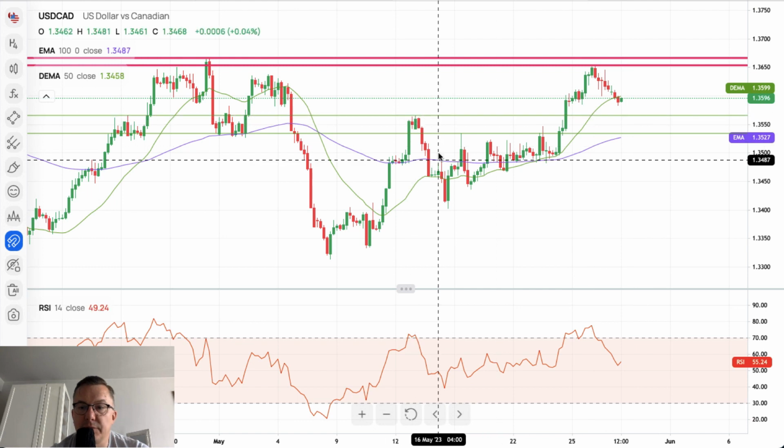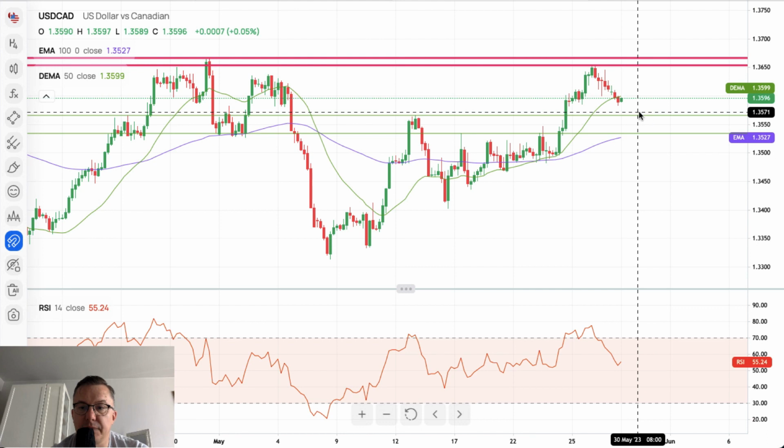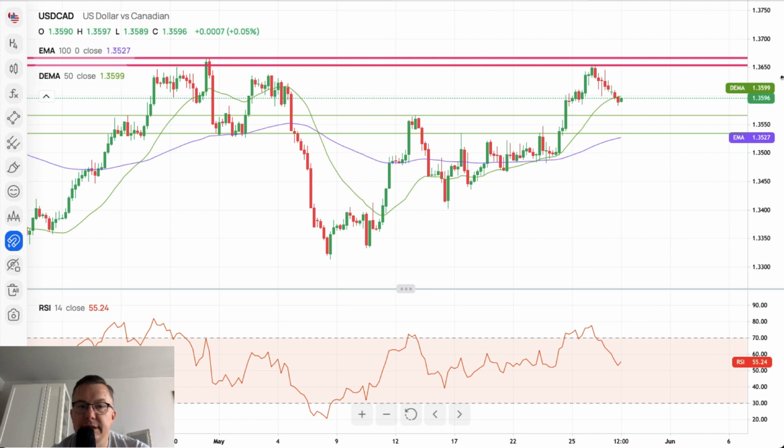so please pay attention to this technical support, 1.3566. We should bounce and continue the movement to the upside when the pullback is completed. The outlook for the US dollar to the Canadian dollar remains bullish.